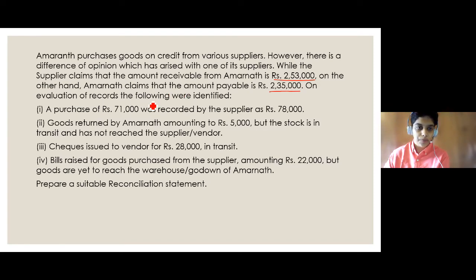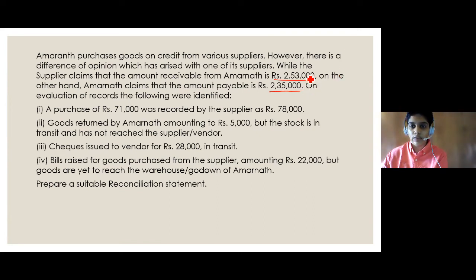A purchase of 71,000 was recorded by the supplier as 78,000. Goods returned by Amarnath amounting to rupees 5,000, but the stock is in transit and has not reached the supplier or vendor. The third item is checks issued for 28,000 in transit. Bills raised for 28,000 for goods purchased from the supplier amounting to rupees 22,000, but goods are yet to reach the warehouse or godown of Amarnath. Prepare a suitable reconciliation statement.